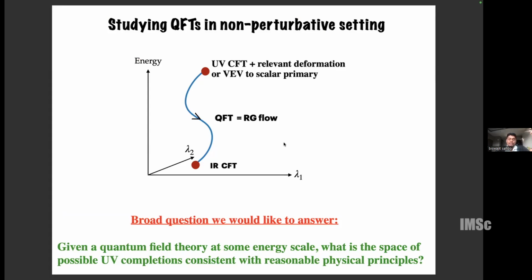And the broad question we would like to answer here is that given some quantum field theory at some energy scale, what is the space of possible UV completions consistent with some reasonable assumptions, like for example unitarity, crossing, analyticity of the S matrix. So this kind of inverse RG question we will ask: knowing some low energy spectrum of quantum field theory, can we use some physical principles valid at all energy scales to constrain the space of UV conformal field theories?